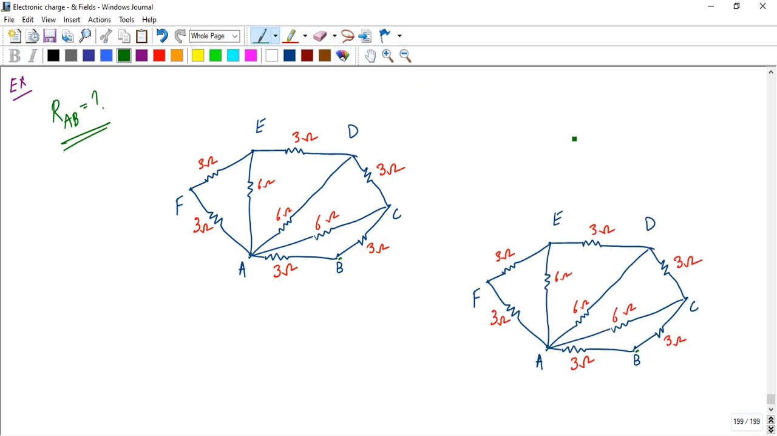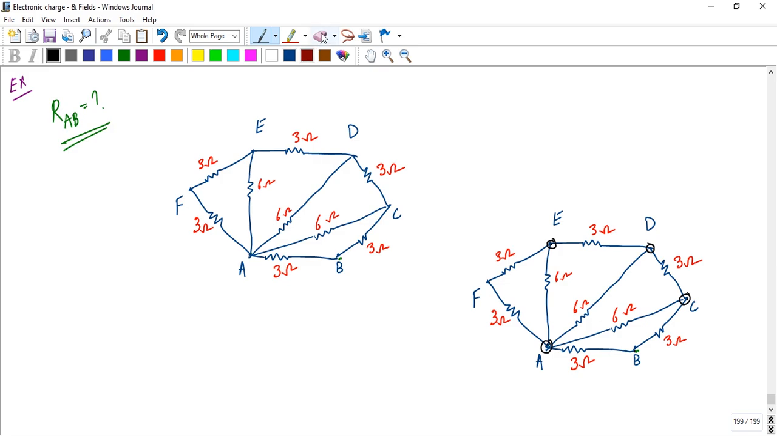And see that there is a junction point and there are some normal points. A point is a junction point, B is not a junction point, C is not a junction point. Sorry, D is a junction point, E is a junction point, but F is not a junction point. So F and B are not junction points here. And calculate the total resistance between A and B terminals.